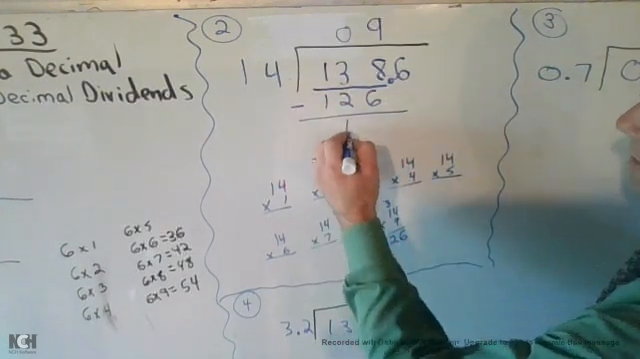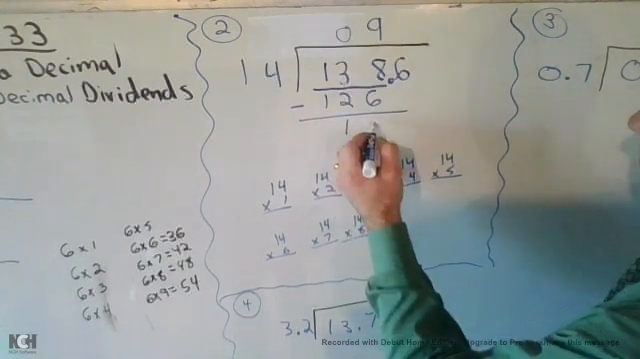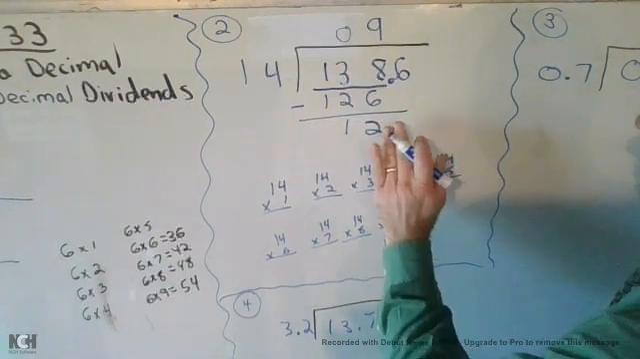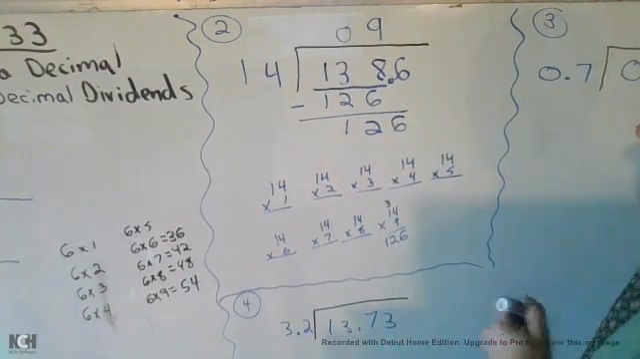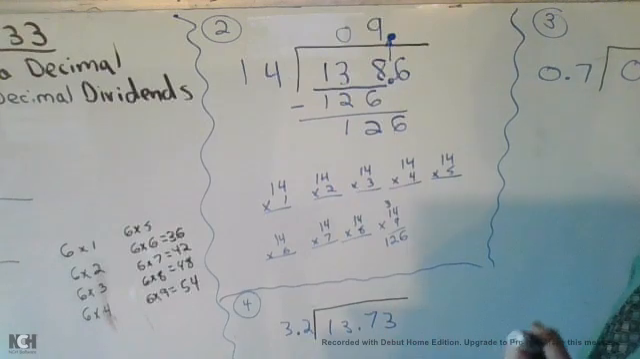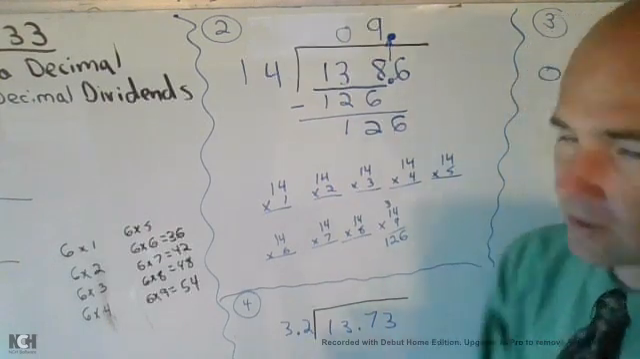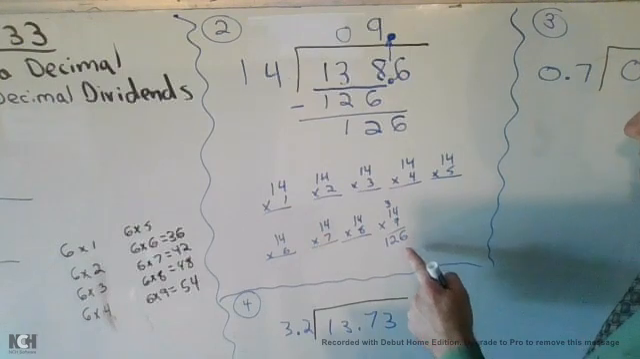I'll subtract to get 1 there, 2 there, 2 there, and 6 there. Bring up my decimal. Okay. Ooh, I have 126. That looks familiar. That's because we just did that. 9 went into that.